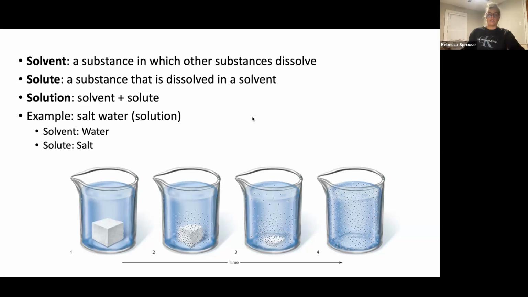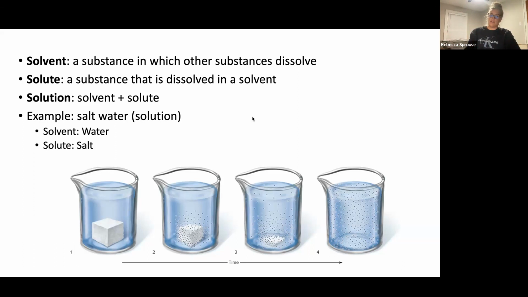The solute is going to be what's dissolved in the solvent. For example, we've got a lot of sodium in our bloodstream, right? And sodium is a very small ion in a pool of water-based plasma. And then the solution is just going to be your solvent plus your solute together.